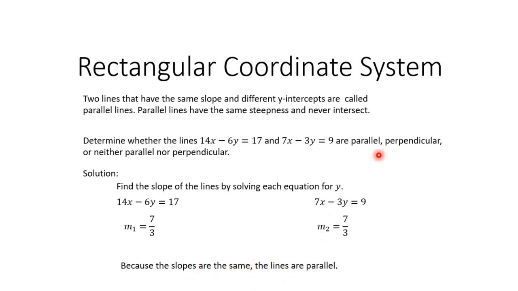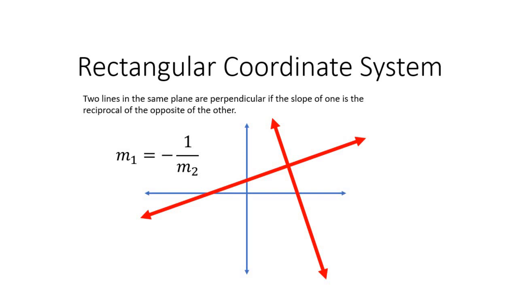The other two things we could have found is that these lines are either perpendicular or neither of those things are true. Let's define what perpendicular means. Two lines are perpendicular if they're in the same plane and one of their slopes is the reciprocal of the opposite of the other's slope.